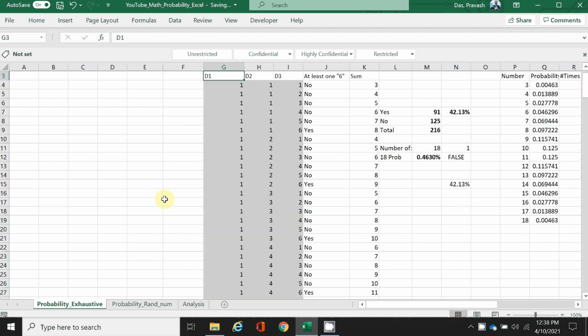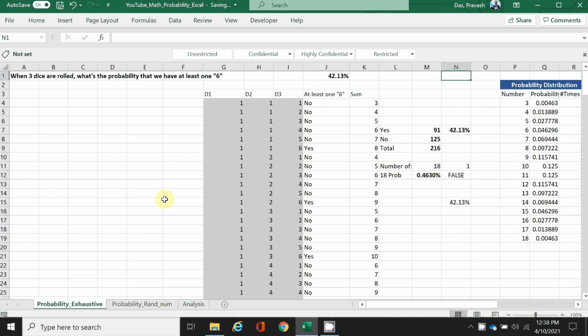Out of that, I put yes where there is at least one 6. You can see there is a 6 here, there is a 6 here. So the total number of rows that has a 6 is 91. So this is 91 out of 216, which is 42.13%. So mathematically also it comes to 42.13%. And experimentally we saw the number was pretty close.